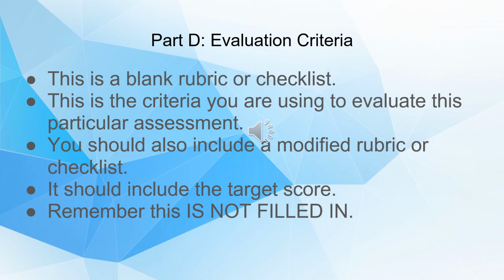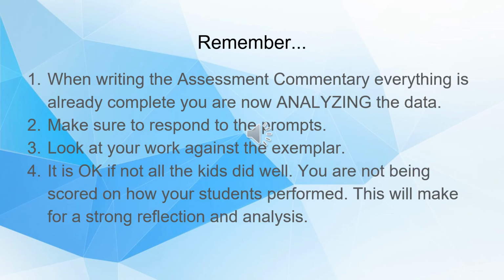It also needs to include the target score. So the target score is what it means to pass the test. Is it 70%? Is it 4 out of 5 questions? What is the target score that shows that students have mastered this assessment? You want to make sure that you have that so that you know exactly who has passed your assessment and who has not yet. And remember that this is not filled in. This needs to be a blank copy of your rubric or checklist.